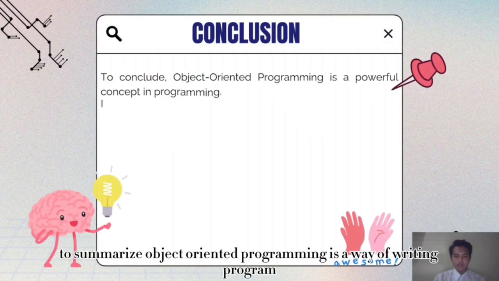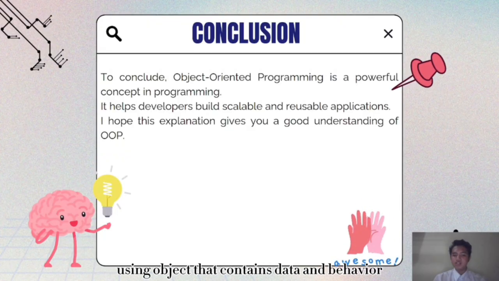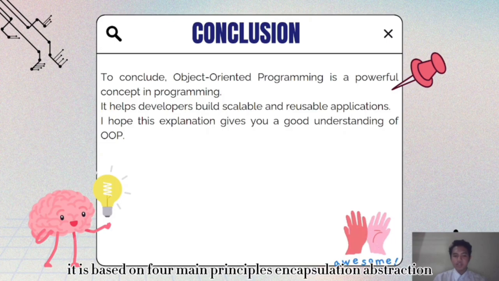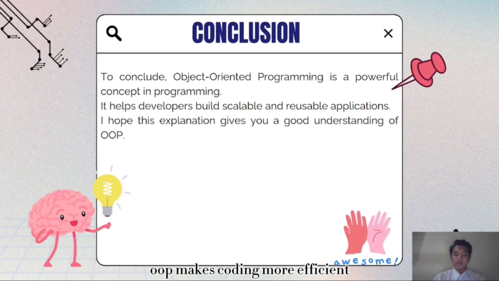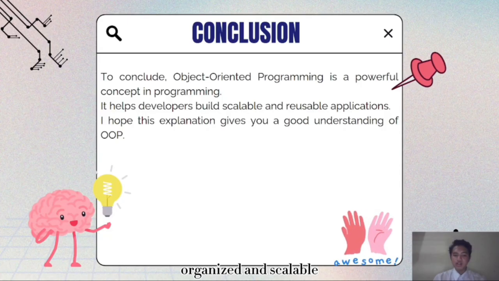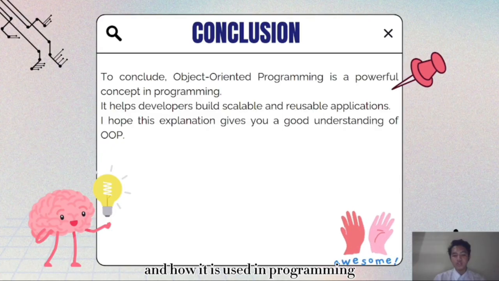To summarize, object-oriented programming is a way of writing programs using objects that contain data and behavior. It is based on four main principles: encapsulation, abstraction, inheritance, and polymorphism. OOP makes coding more efficient, organized, and scalable. I hope this presentation helped you understand the basic idea of OOP and how it is used in programming.